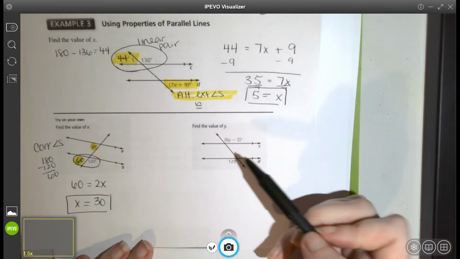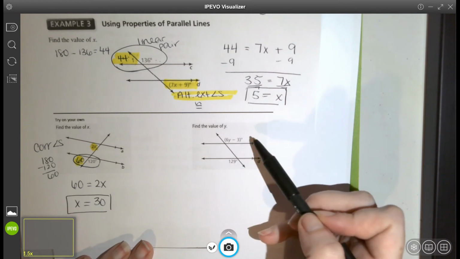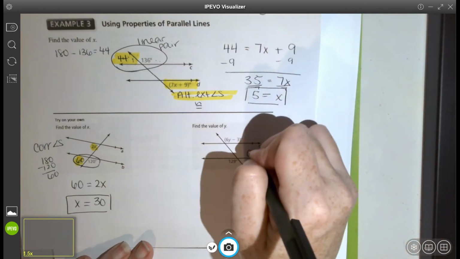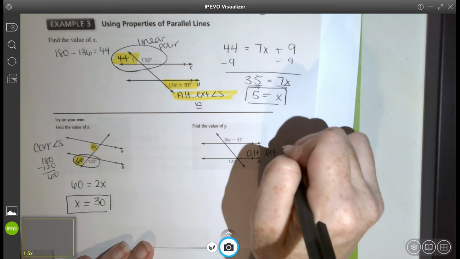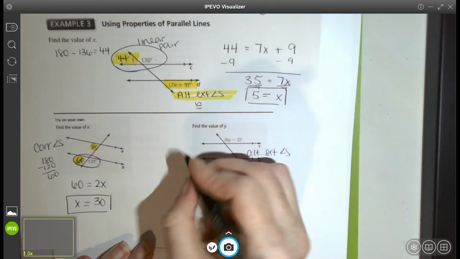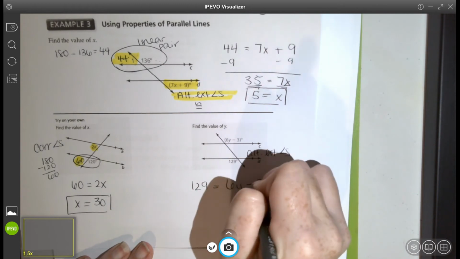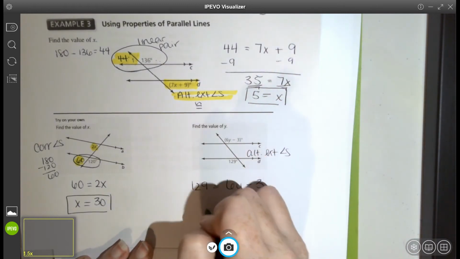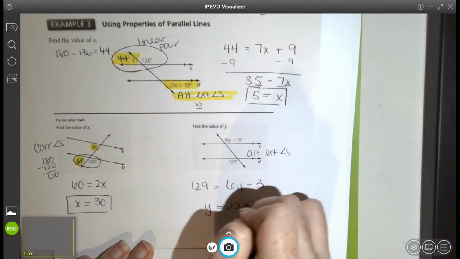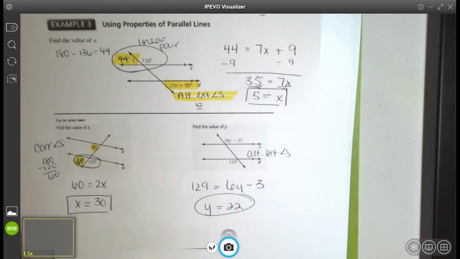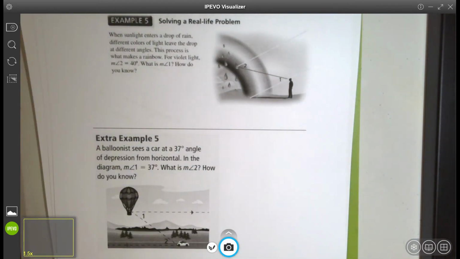All right, and the second one here, we actually have a relationship already. These are alternate exterior angles, so they are congruent. So I'm going to say 129 equals 6y minus 3. And after solving, y equals 22. All right. Now into a little bit of word problems.